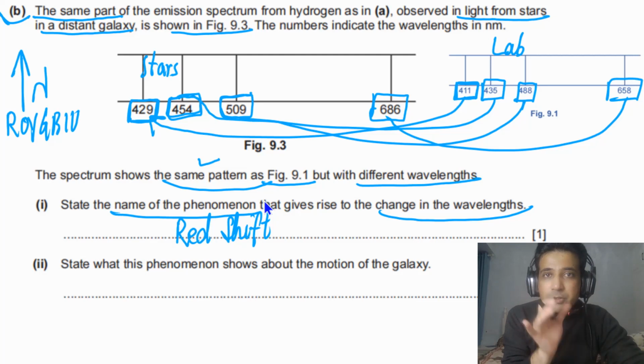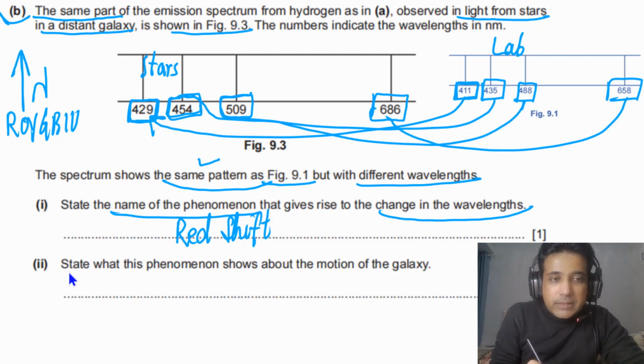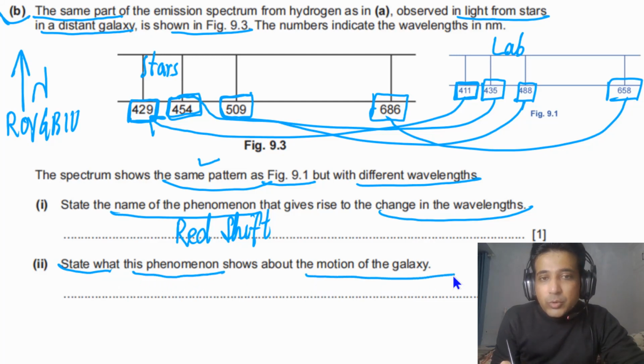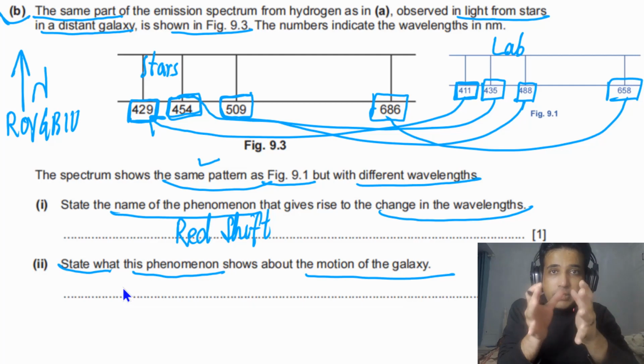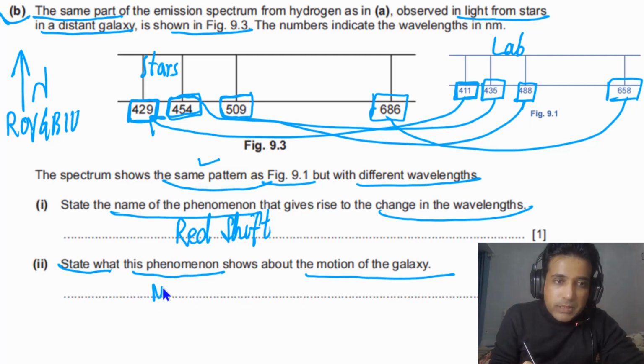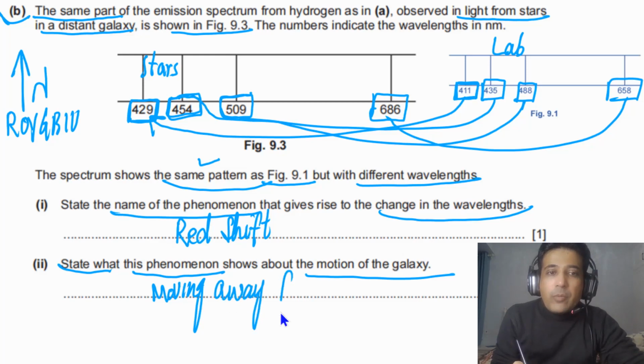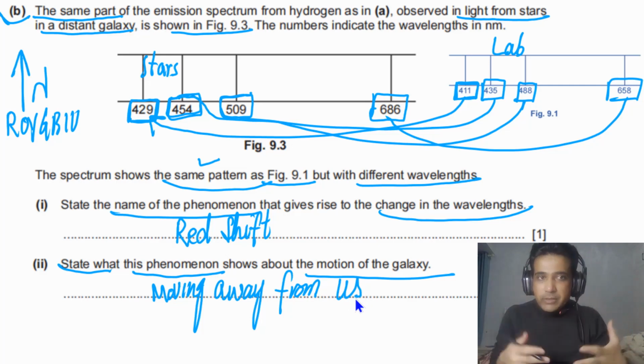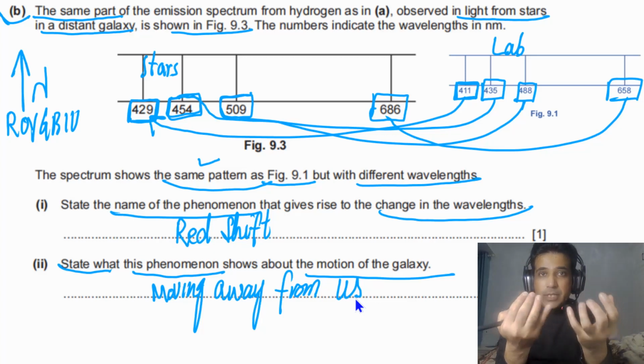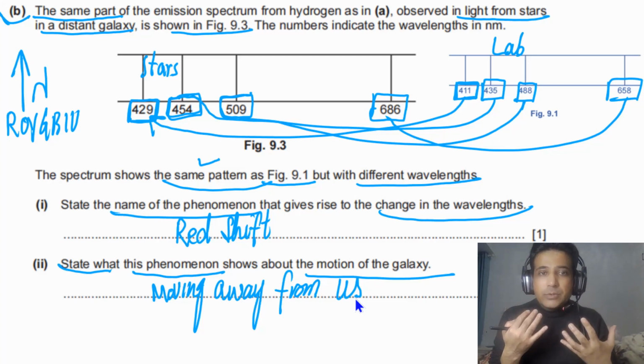Now for the second part, we need to state what this phenomenon shows about the motion of the galaxy. As this is a redshift, it simply means that the galaxy is moving away from us, or you can say moving away from the observer. Redshift means moving away. Blue shift, if the wavelengths decrease, means they are approaching, moving towards us. So that's all you need to write down for these two parts.